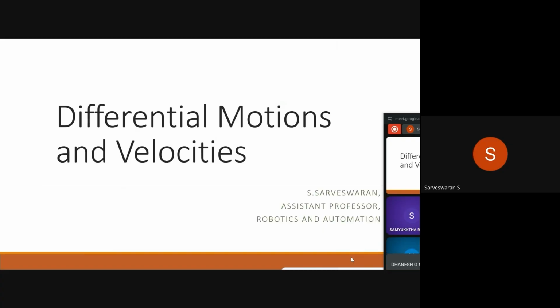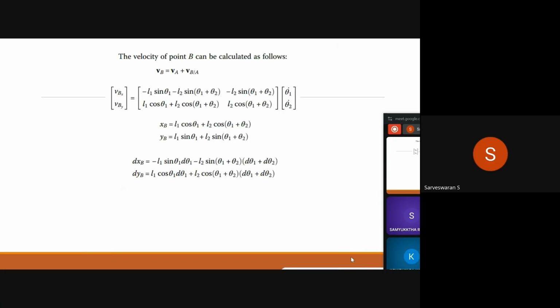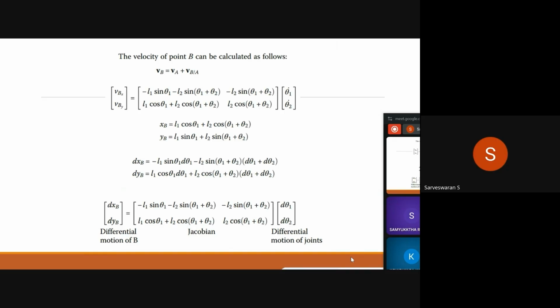Next topic is the differential motion, which we will have a quick recap. I think I informed the other student last week. So this is the important one which we discussed.